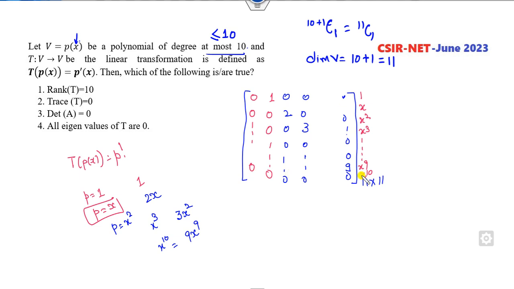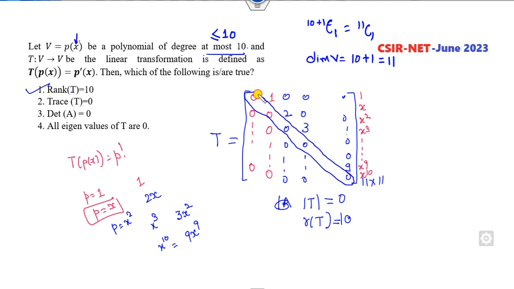Fine. Now you can see the last row is 0. So if I call this T, then the determinant of this is 0. Once the determinant of T is 0, how many non-zero rows are there? That is 10, because it's 11 cross 11. So rank is 10. Fine. Trace, you can see what the diagonal values are. The sum of the diagonal values is nothing but the trace. Determinant is also 0. All the eigenvalues are 0 because it's an upper triangular matrix. So diagonal and trace give the eigenvalues. So all are correct options of this example.